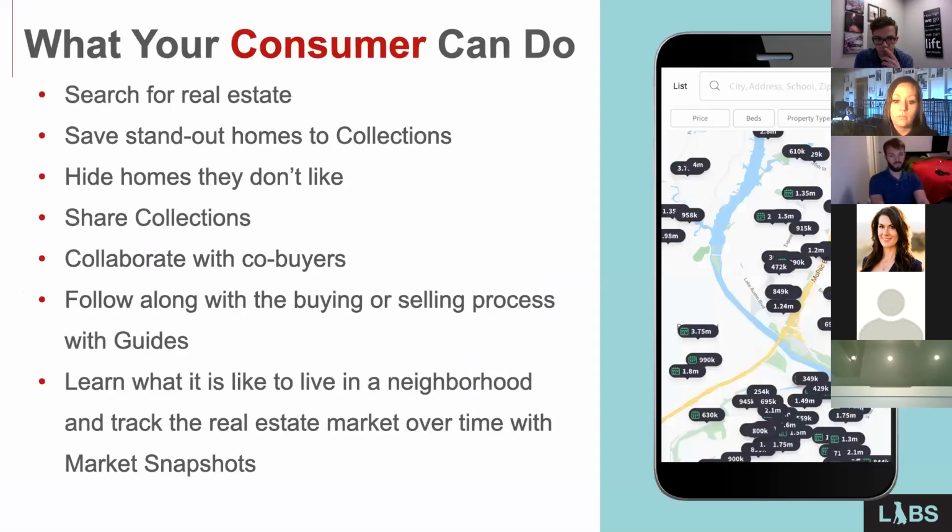So some of the things your consumer can do on the real estate app: they can search for real estate. They can save standout homes to collections, so they can favorite their favorite properties. They can create different collections. They can hide homes they don't want to see anymore. They can share those collections with other people. They can collaborate with co-buyers, follow along in the guides process, and learn what it's like to live in a neighborhood.